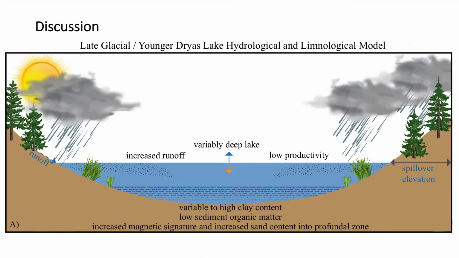So using the combination of statistical thesis units, hydrological and limnological proxies, and defined interpretations for Barley Lake, we infer two distinct lake environments spanning the late glacial Younger Dryas to early Holocene. The first lake environment is the late glacial Younger Dryas lake, which is a variably deep lake that has lower productivity. And we see that with variably high clay content, low sediment organic matter, and an increased magnetic signature, suggesting increased runoff, a variably deep lake, and low productivity. So here's a schematic to make it make more sense to you guys.